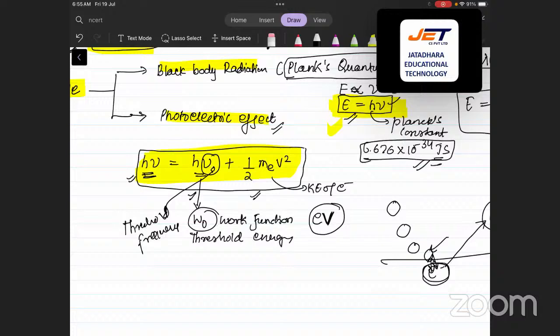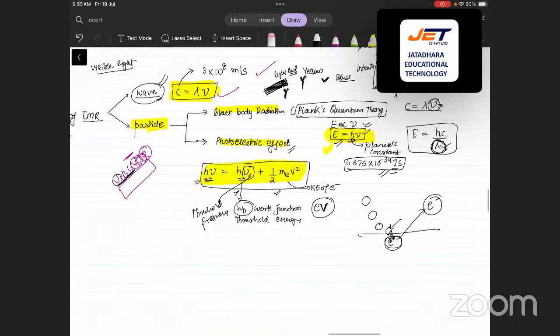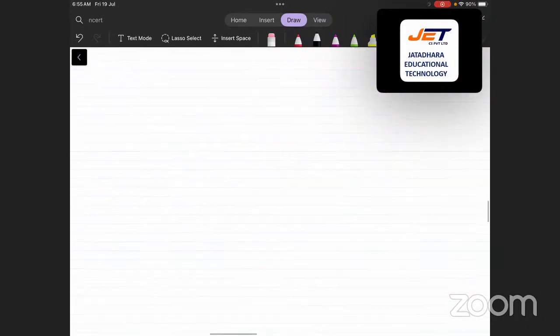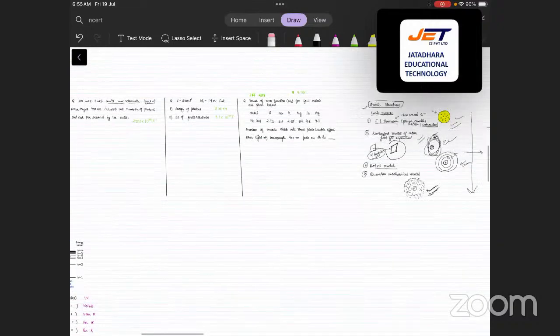Because you have Planck's constant in joule second, right? So usually the unit used for specifying the energy is joule. So the next step is you should know how to go from electron volt to joule. What's the relationship between electron volt and joule?